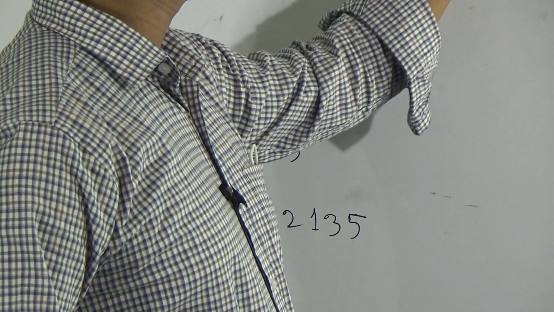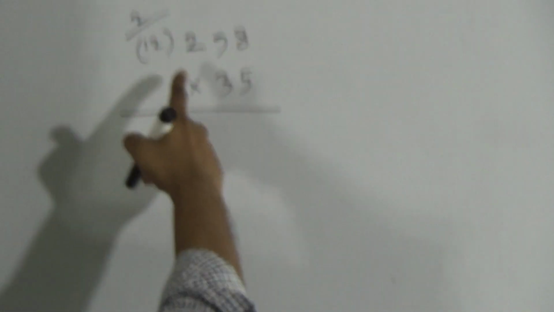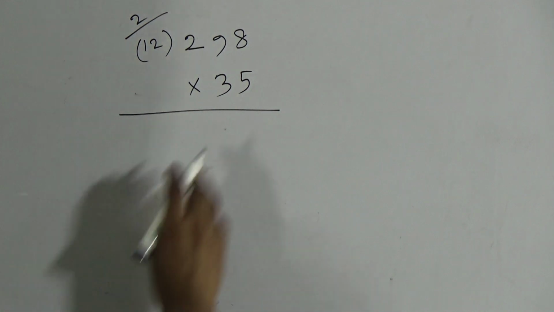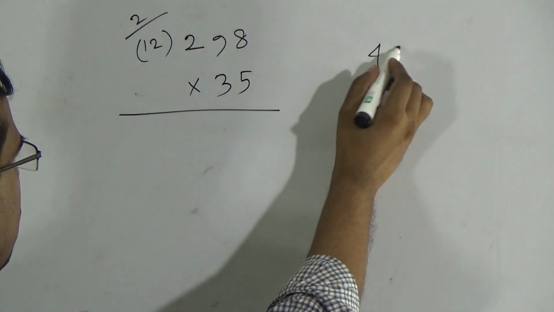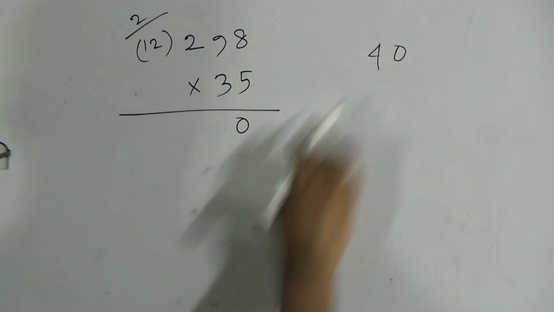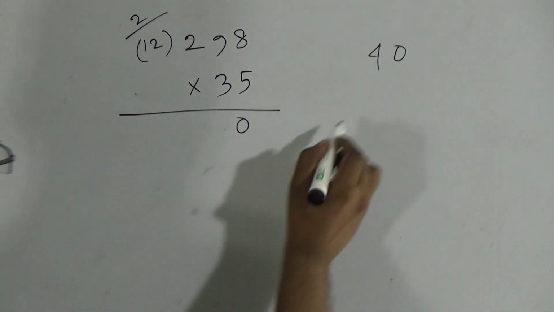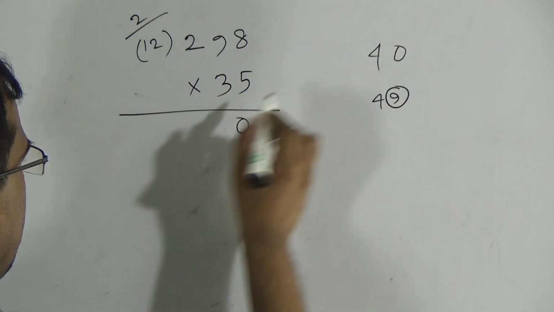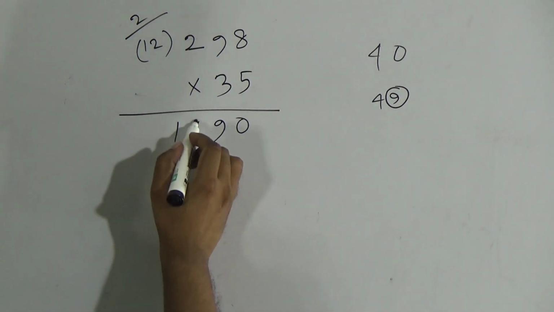Here we have to multiply 298 by 35. At first we will multiply 298 by 1's place digit 5. That means we will do now first step here. 5 8s are what? 5 8s are 40. From 40 we will write 0 carrying 4. Now 5 9s are what? 5 9s are 45, and 45 plus 4, this is equal to 49. From 49 we will write here 9 and carrying 4. Now 5 2s are 10, 10 plus 4, this is equal to 14.